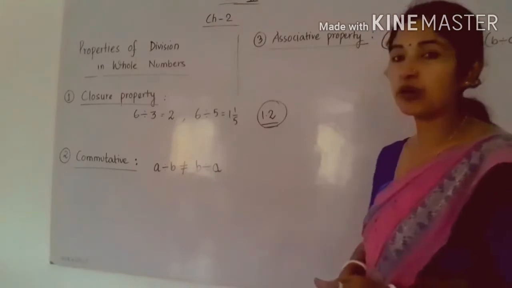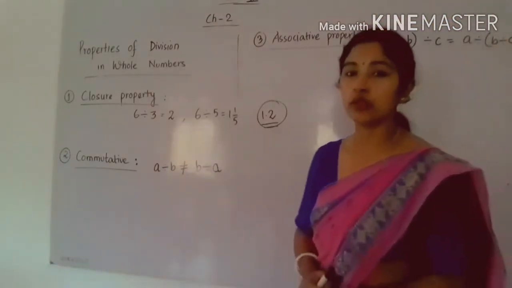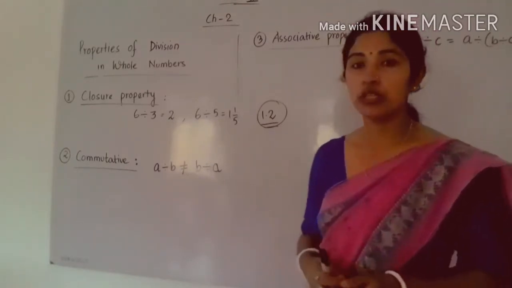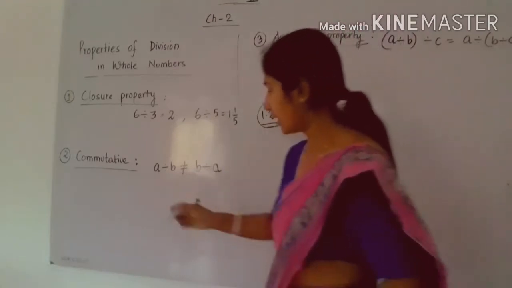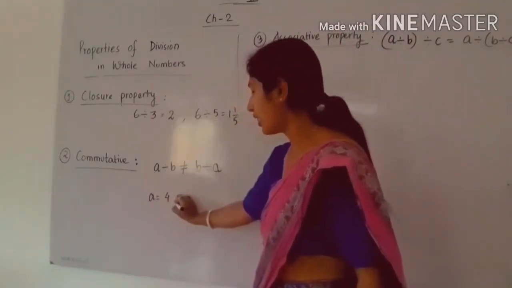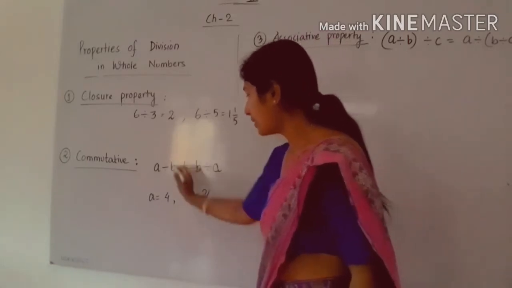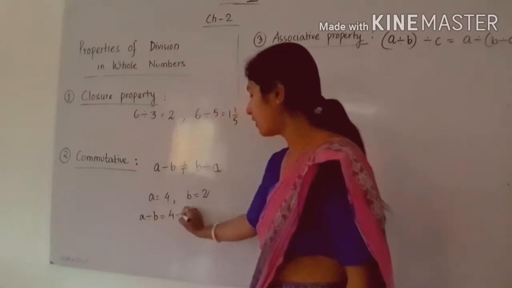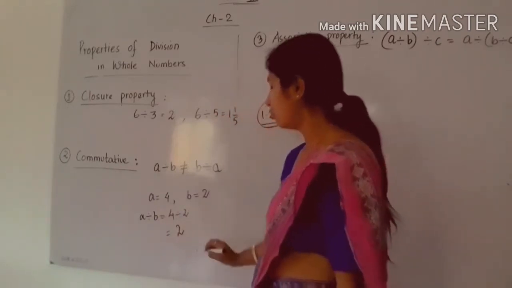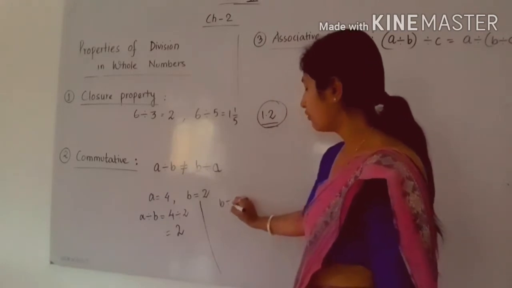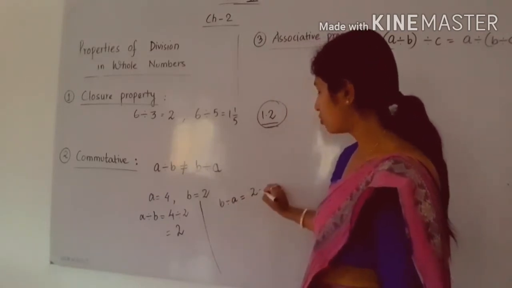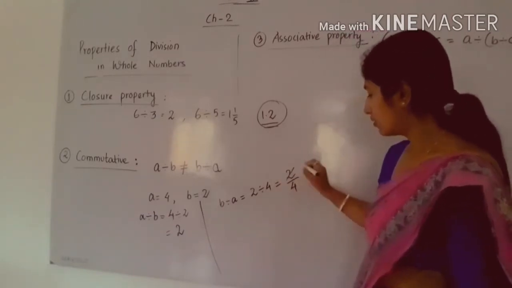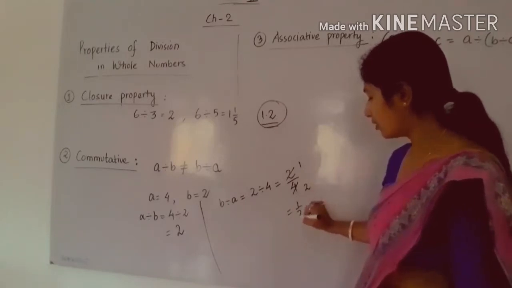The second property is commutative property. In commutative property, again you have to take two whole numbers, interchange the numbers, and see whether the answer in both cases is the same or not. Suppose the value of A is 4 and the value of B is 2. For the left hand side I write A divided by B, that means 4 divided by 2, and it will be 2. For the right hand side, B divided by A, that is 2 divided by 4. We can write 2 by 4, and when cancellation happens, the answer will be 1 by 2.